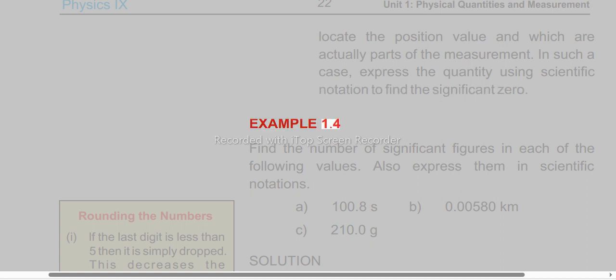Example 1.4. Find the number of significant figures in each of the following values. Also express them in scientific notation. A. 100.8 s, B. 0.00580 kilometers, C. 210.0 g. Solution.